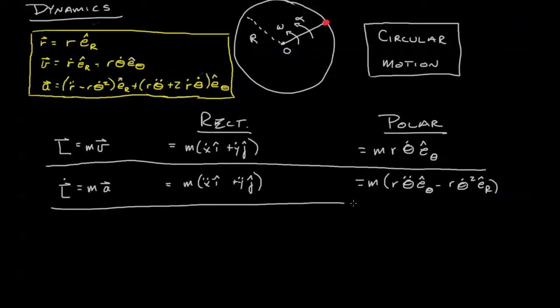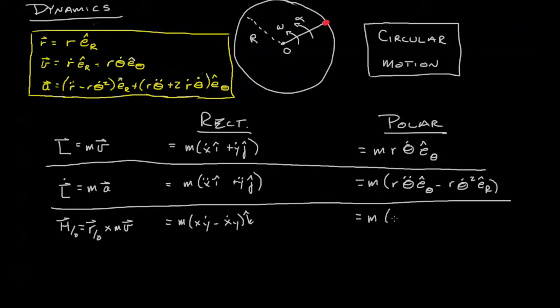Next, let's take a look at angular momentum. Remember that angular momentum about some point, in this case the center, point O, is going to be the position with respect to point O crossed with mass times the velocity. If you wanted to do that in rectangular coordinates, you'll end up with x y dot minus x dot y in the k direction, and something that makes a little bit more sense in the polar coordinates, you'll have m times r squared theta dot in the k direction.